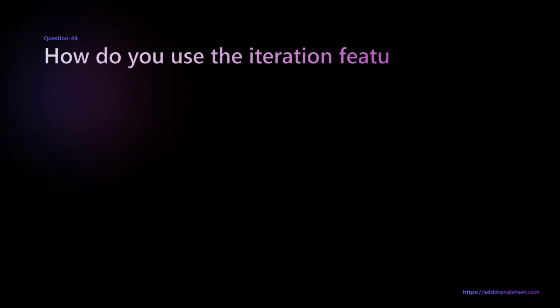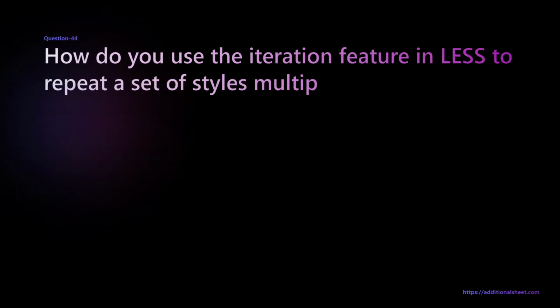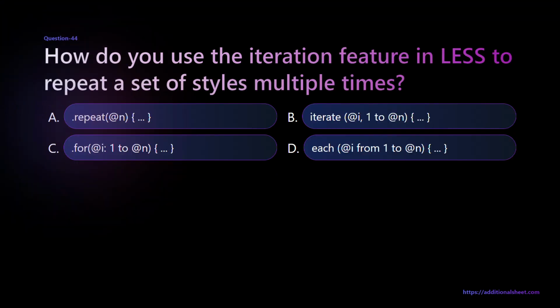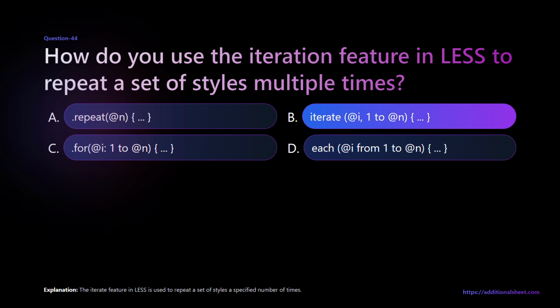How do you use the iteration feature in less to repeat a set of styles multiple times? Option A, repeat n. Option B, iterate I, 1 to n. Option C, for I 1 to n. Option D, each I from 1 to n. The correct answer is option B, iterate I, 1 to n.